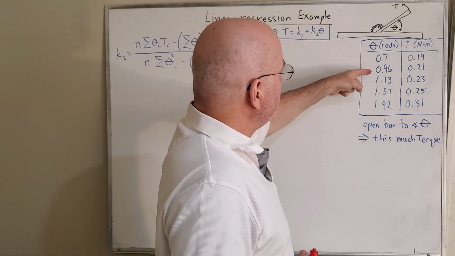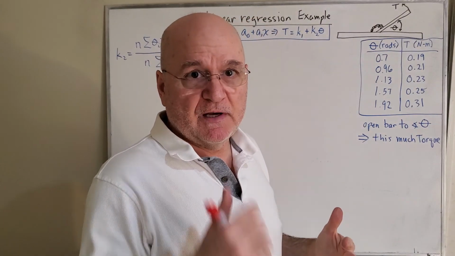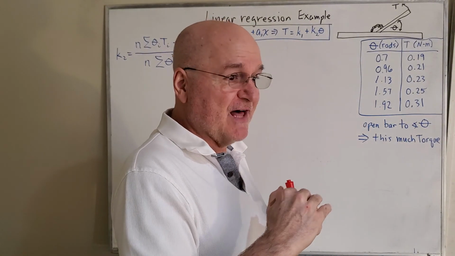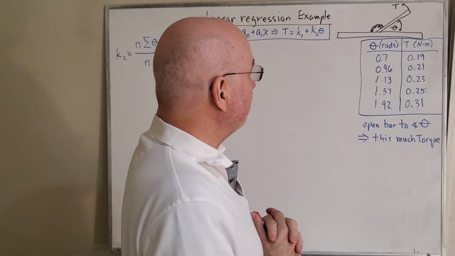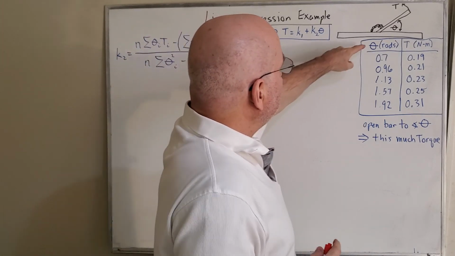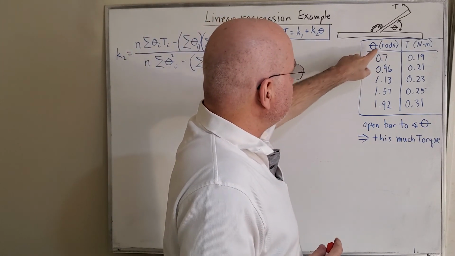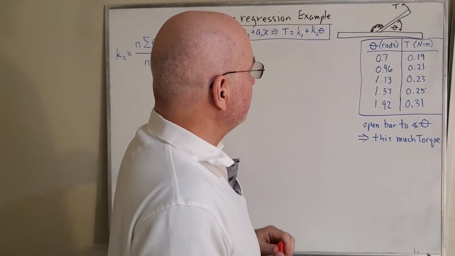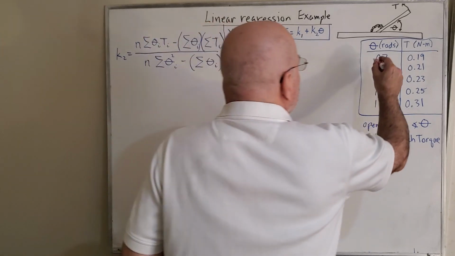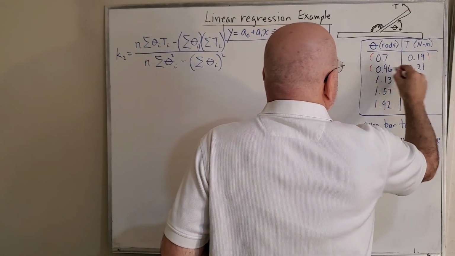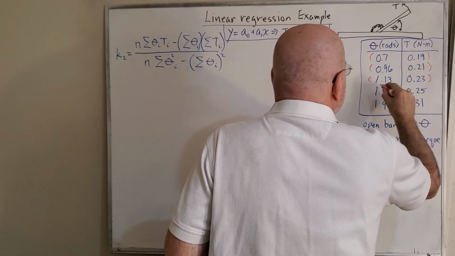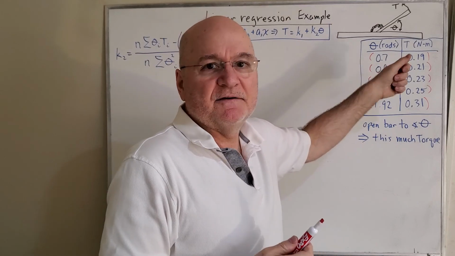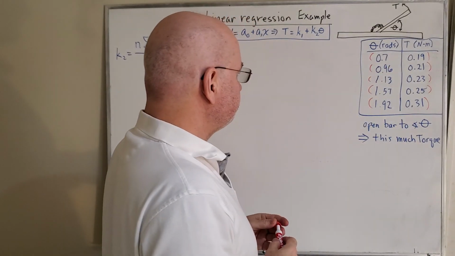So we have 1, 2, 3, 4, 5 measurements given to us. And we're going to regress that data, and we're going to find the line. We want the slope and the y-intercept. So our angle theta is in radians, and our torque T is in Newton meters. So really, we're just being given 5 ordered pairs. We could think of them as XY pairs, but we're going to think of them as theta, capital T pairs.